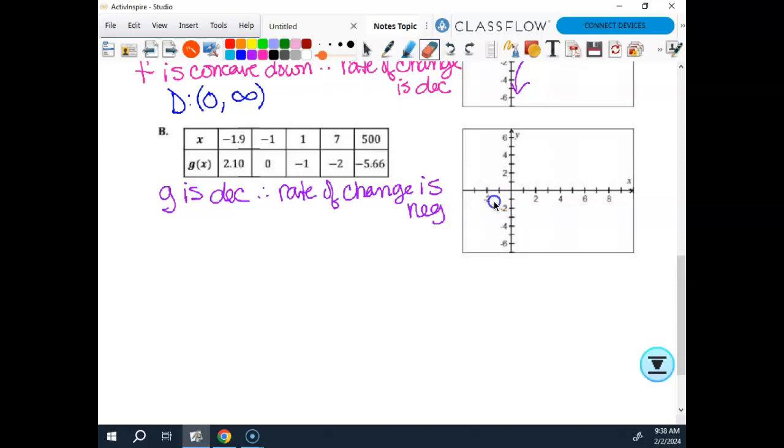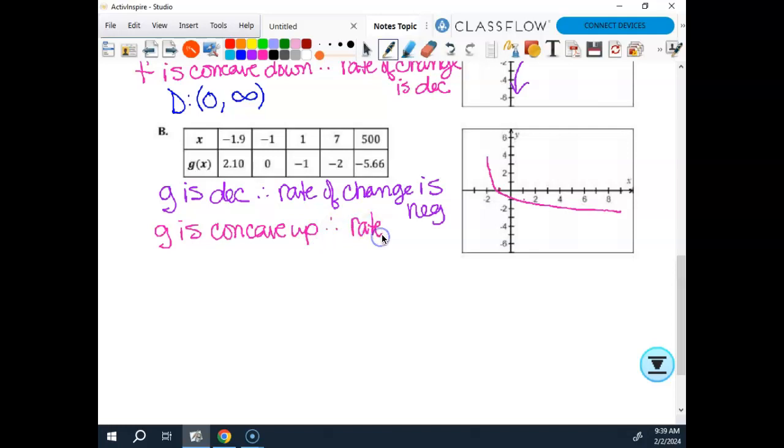I can't graph. Okay, so negative. Whatever, close enough. So g is concave up.